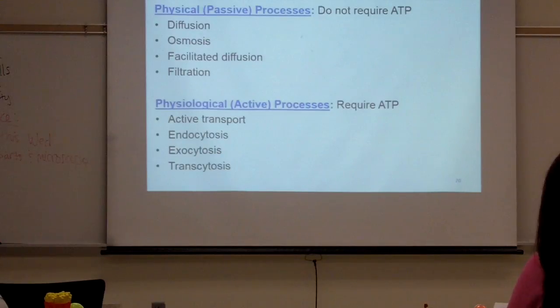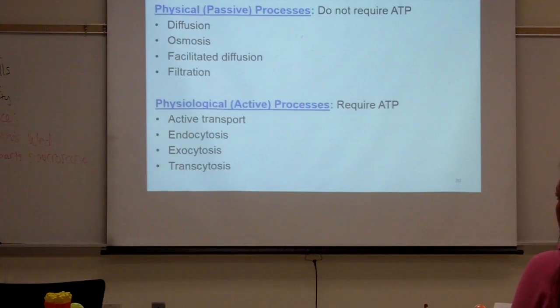Your active processes are transport processes that do require ATP. They would be like the fancy toys, right? That require 90 batteries to work. So you've got some processes in the body that require more energy than others. Active transport does require the functioning of mitochondria. And these are all the active transport processes.